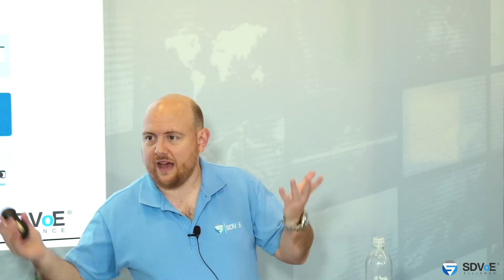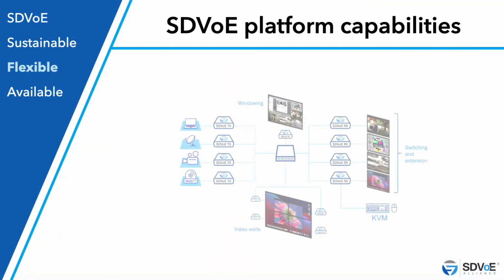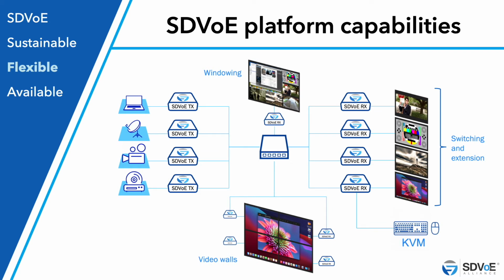The good news is our members have stock, so you don't have to do that very much. Let's talk about those platform capabilities. So you already expect me to say that SDVoE can do switching and extension, right? This is an AV over IP system.